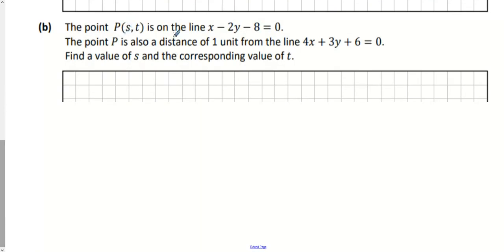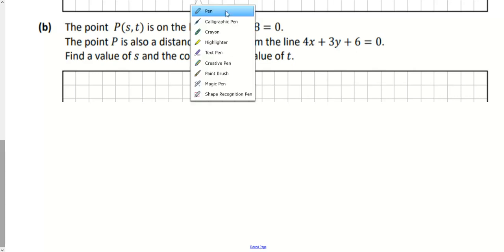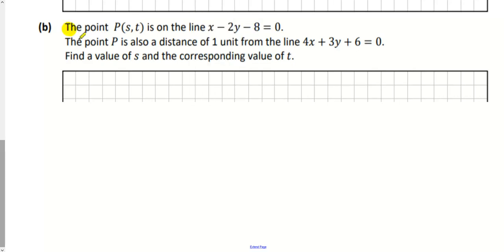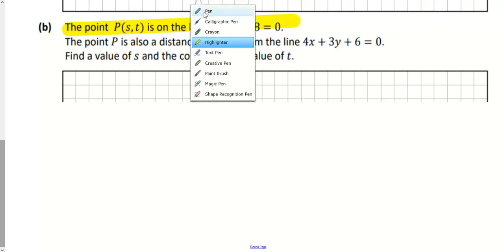The point P is on the line x minus 2y minus 8 equals 0. The point P is also a distance of 1 unit from the line 4x plus 3y plus 6 equals 0. Find the value of s and the corresponding value of t. Okay, let's dissect this information one by one. Let's take it one line at a time. Let's just take this piece of information on its own.